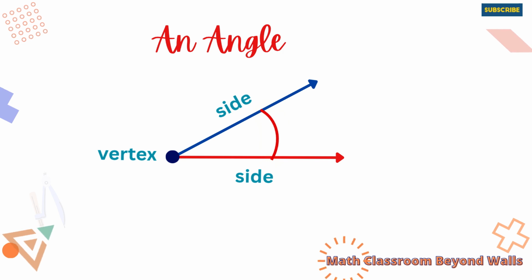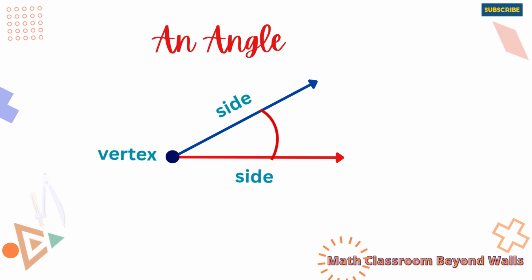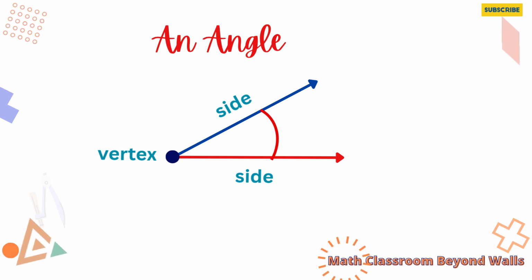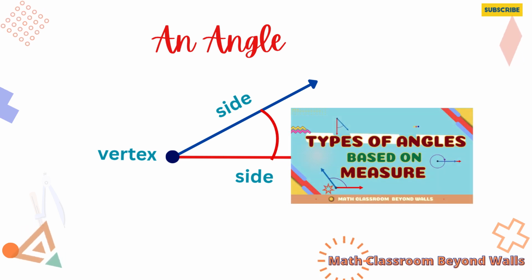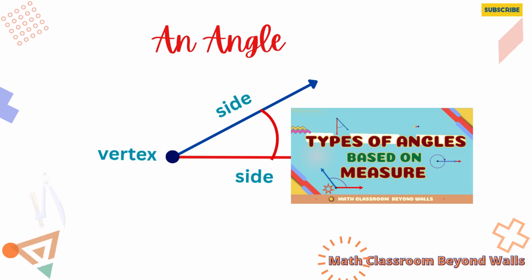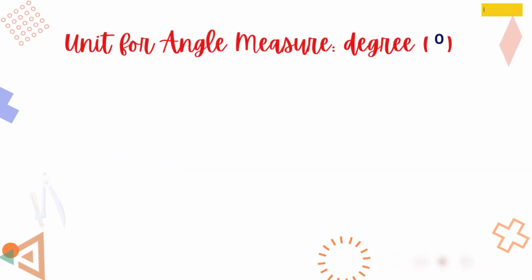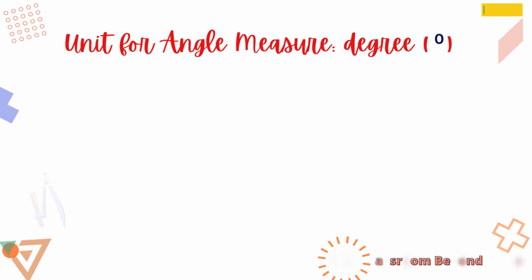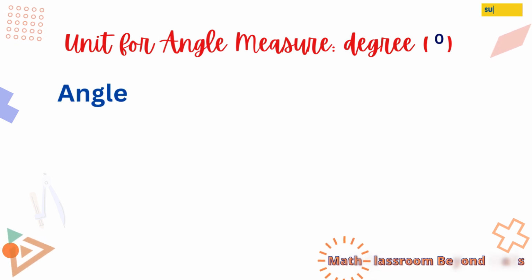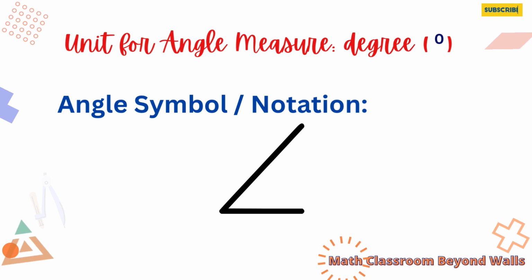A protractor is used to measure its size. Refer to the video lesson entitled Types of Angles Based on Measure on how an angle is measured using a protractor. In this video lesson, we will use the degree unit for angle measure. Remember that an angle has this notation.